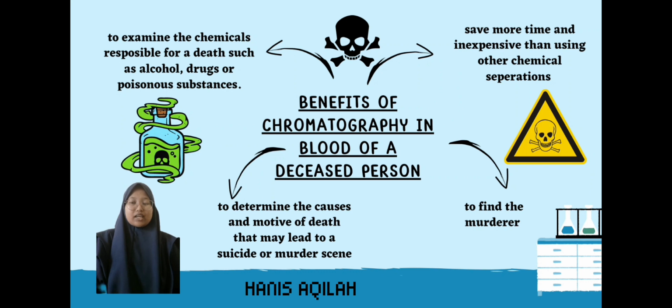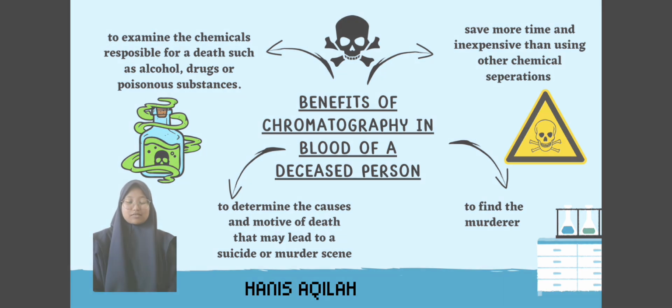Scientists are able to explain exactly what and perhaps who was present at the scene of the crime, and may even allow them to develop theories on where the suspect or victim had been before, depending on the variety of material found. In this case, we are able to find the murderer and can save other lives. Lastly, chromatography can save more time and is less expensive than other chemical separations.